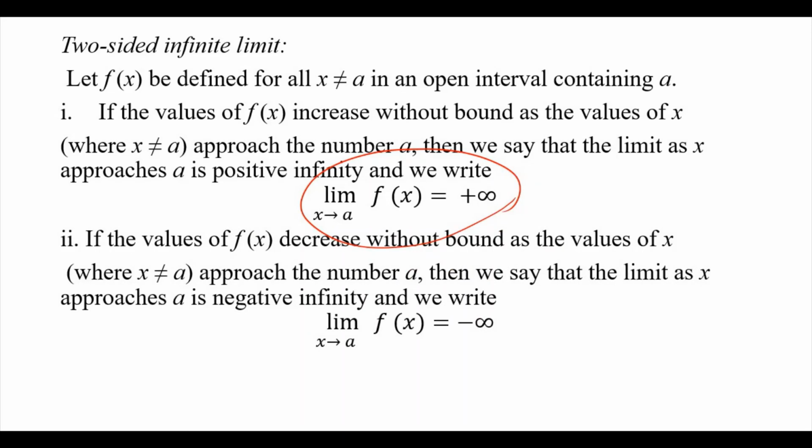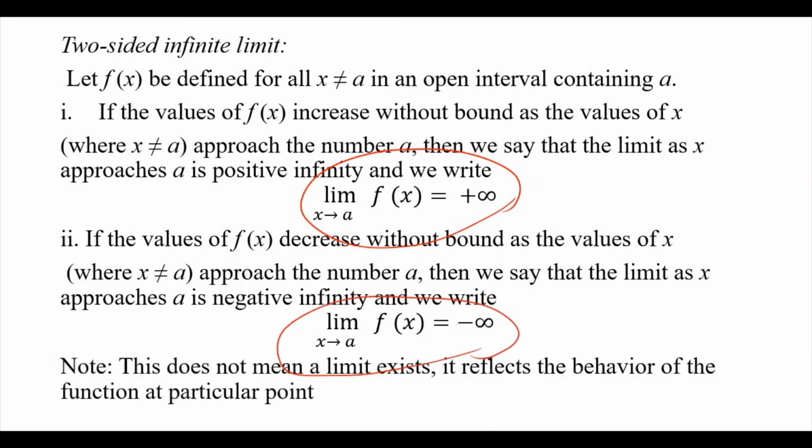If the values of f of x decrease without bound as the values of x, where x is not equal to a, approach the number a, then we say that the limit as x approaches a is negative infinity, and we write it like that. Note that this doesn't mean a limit exists. It just reflects the behavior of the function at a particular point.